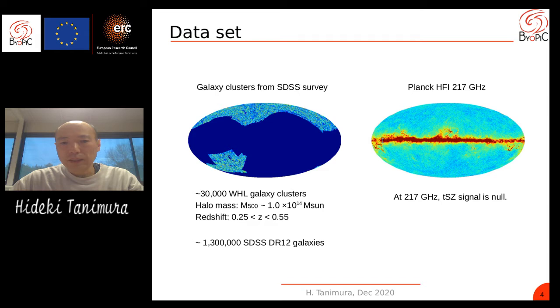To measure the KSE, we use three data sets. One is 30,000 galaxy clusters constructed from the SDSS galaxies in this mass and redshift. Another one is more than 1 million SDSS galaxies from the large-scale structure catalog. The last one is the Planck 270 GHz map. We use this map because the TSE is null at this frequency band.